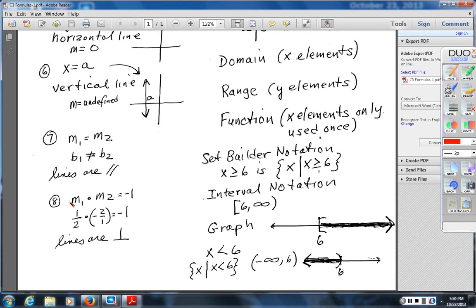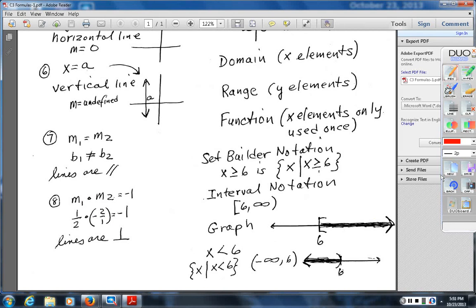In number 8, again, this is informational. We're using the slope of one line, multiplying it by the slope of another, and if the product of these slopes is -1, then these lines are perpendicular. So, for instance, if this first slope was 1/2 and the other slope was -2, that would be -2 over 1. Everything would cancel out and you'd end up with -1. These lines are perpendicular. We say if one slope is the negative reciprocal of the other, which then gives you the answer of -1, the lines are perpendicular.